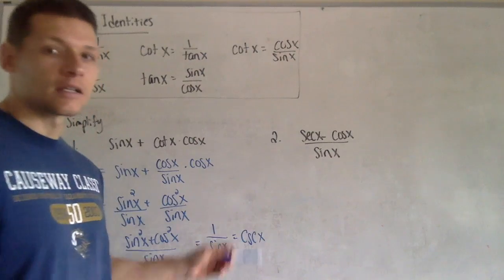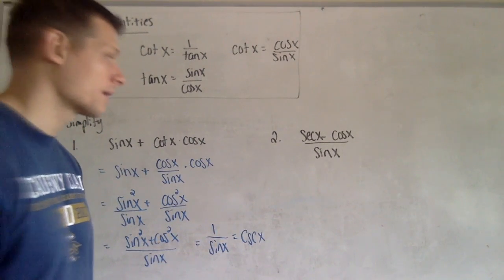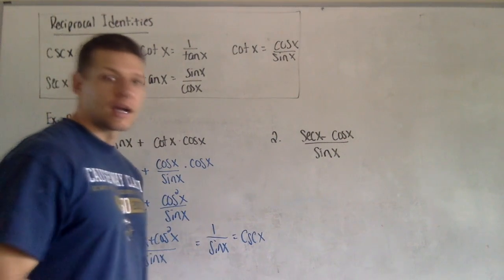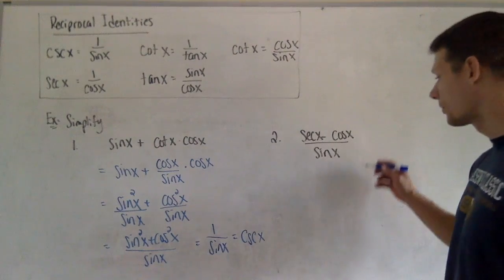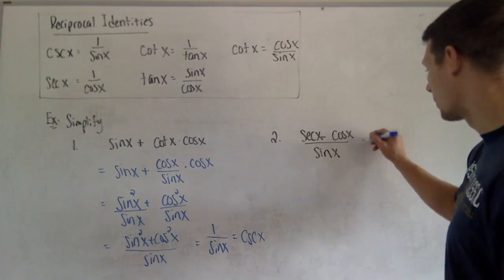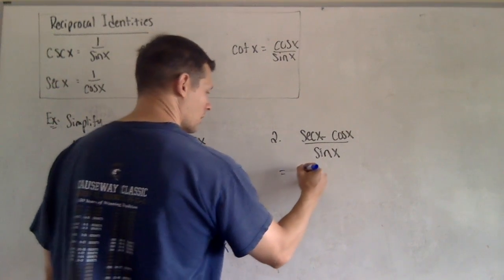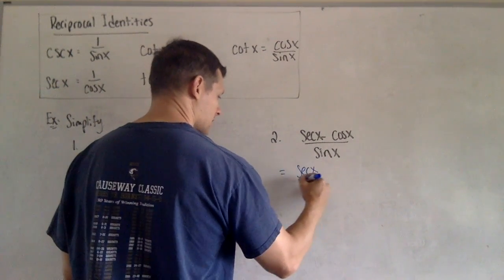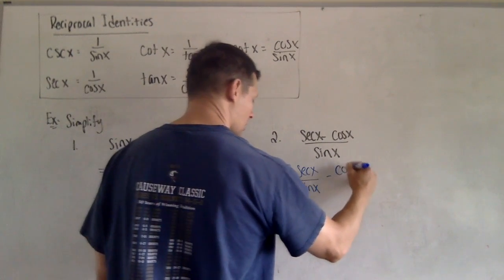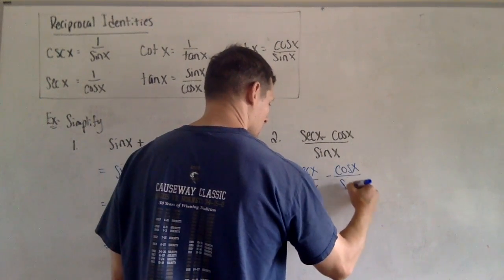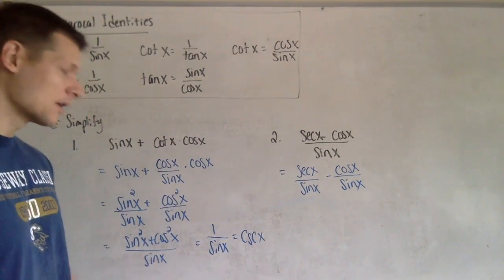Okay, let's take a look at another one here. Let's take a look at this one over here, secant x minus cosine x, all divided by sine x. Again, I got this fraction, looks kind of tough. One thing that we can do is break it up. So I'm going to make this equal to secant x over sine x minus cosine x over sine x, right? Sometimes breaking it up helps.